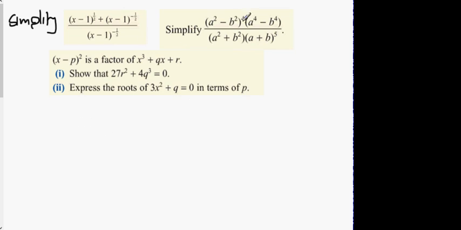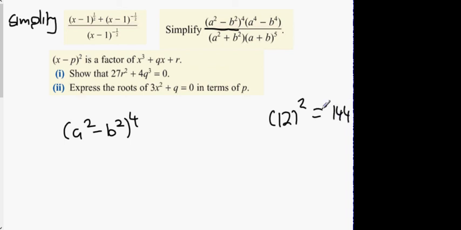What I'm first going to do is this. I'm going to look at a squared minus b squared to the power of 4. Before I do that, I'm going to show you something else, okay? Alright. 12 squared equals what? Can anybody tell me? 144, fair enough, okay? What I'm next going to do is I'm going to break up 12.